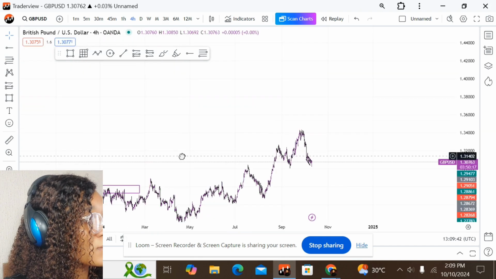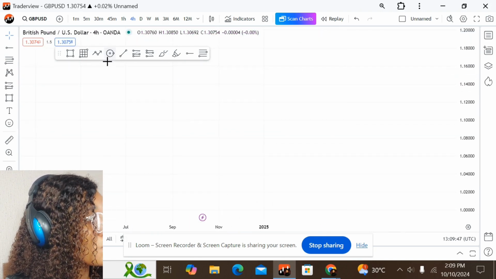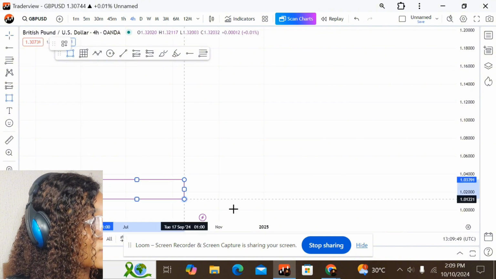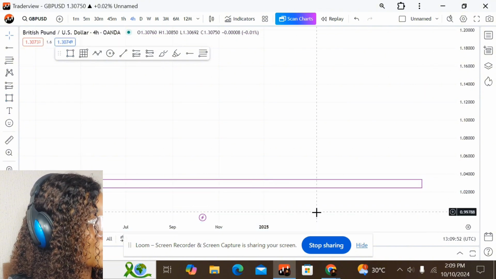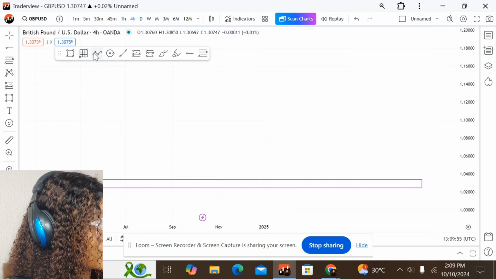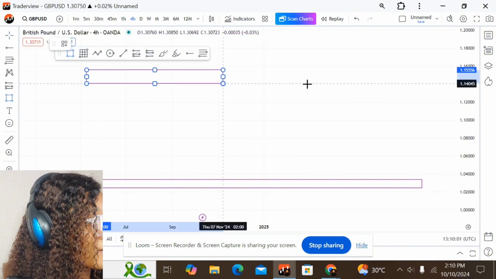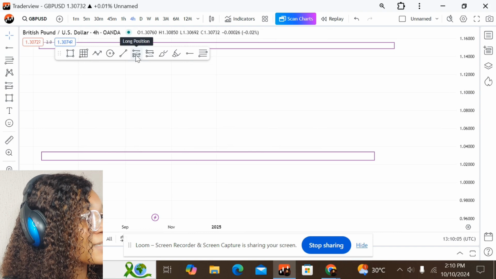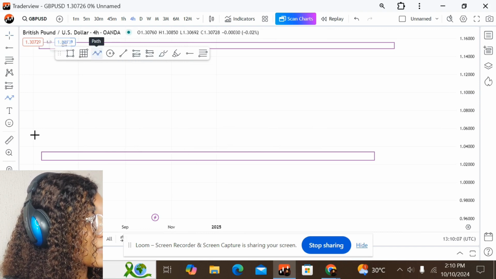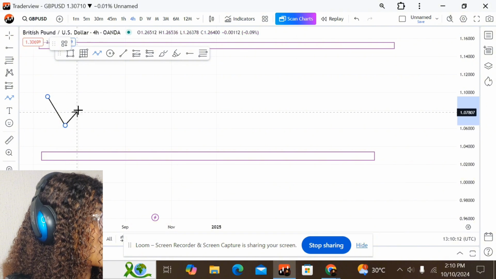Let me use, so let's assume that we have this zone right here, okay, as a support zone. Okay, so let's say another zone is right up here. Okay, so let's take for instance that this is price, right? This is price doing its thing. It has tested this zone below.